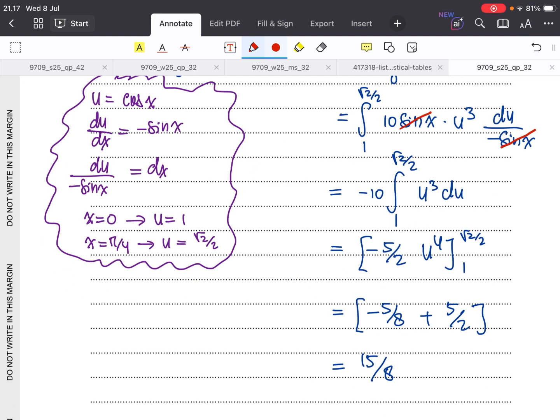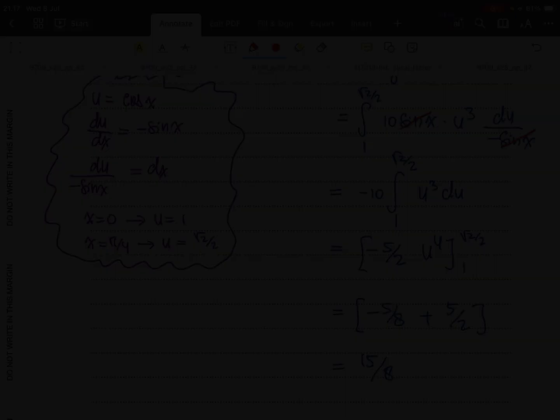And then we continue. This integration is basic integration. The integration will be like this, and then substitute the value of u with square root of 2 over 2 here. And then minus, substitute the value of u with 1, this one. And this is the final answer, 15 over 8.